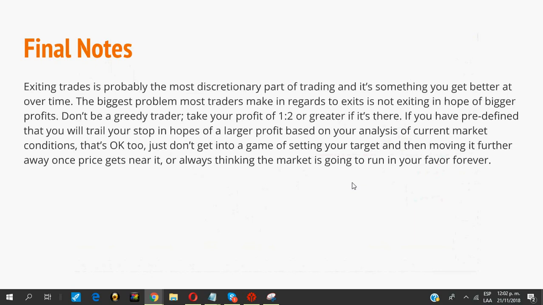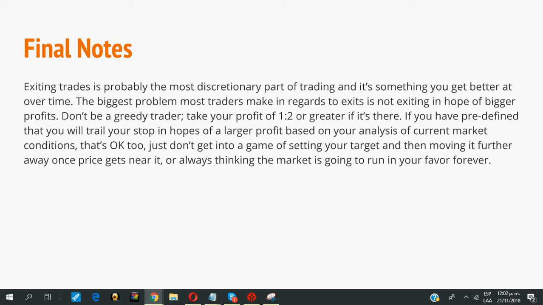Final notes. Exit is probably the most discretionary part of trading, and it's something you get better at over time. The biggest problem most traders make in regards to exits is not exiting in hope of bigger profits. Don't be a greedy trader. Take your profit of 1 to 2 or greater if it's there.